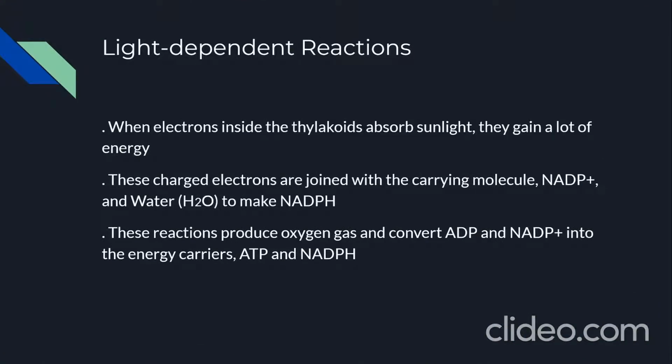Light-dependent reactions. When electrons inside the thylakoids absorb sunlight, they gain a lot of energy. These charged electrons are joined together with the carrying molecules NADP plus and water to make NADPH. These reactions produce oxygen gas and convert ADP and NADP plus into the energy carriers ATP and NADPH.